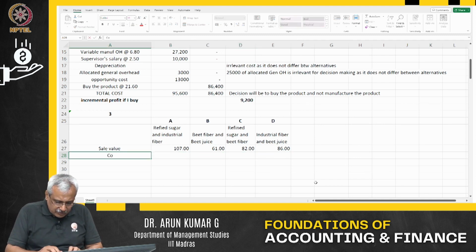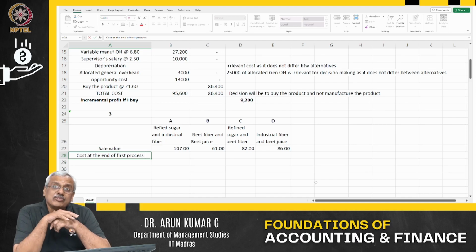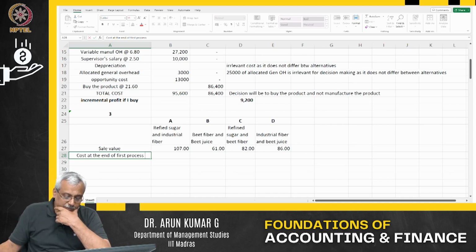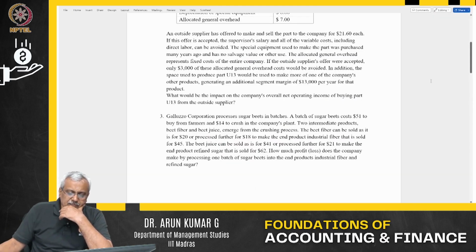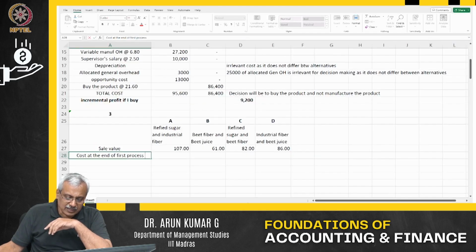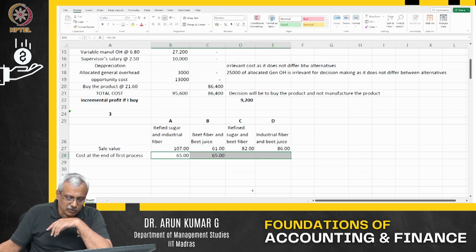The cost at the end of the first process, that is when I say the first process is for producing beet juice and beet fiber. That is what we are talking about in the first processing. A batch of sugar beets costs $51 to buy from the farmers and $14 to crush. So the cost at the end of the first process, which is going to be common, is 51 plus 14, and this cost is going to remain constant for all the 4 alternatives.